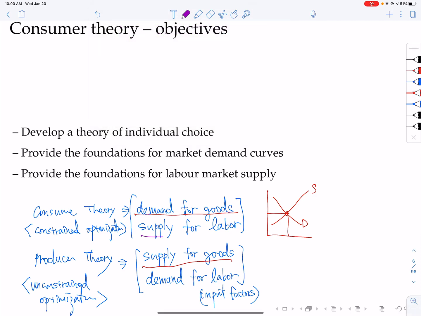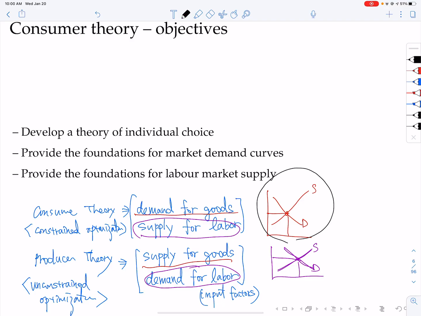Or using the supply of labor and the demand for labor, I can characterize similar phenomena in the labor market, or in general the input factors market, right? So that's going to be an objective of this course. Basically, we are making a foundation. We're describing a foundation for the demand curve and the supply curve from an optimal choice of a consumer and an optimal choice by a producer.